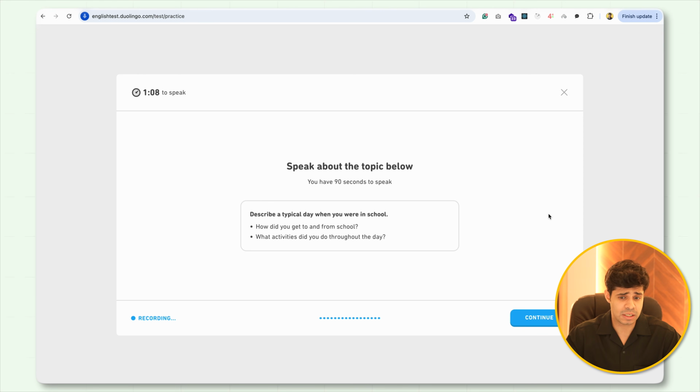Luckily, my school was only about 2 kilometers away, so it would only take about 15 minutes. And of course, since I took the bike to school, I would come back from the school as well on the bike itself. It was actually really easy. The activities that I took part in throughout the day, well, of course, I would attend classes. That would be the most common activity.